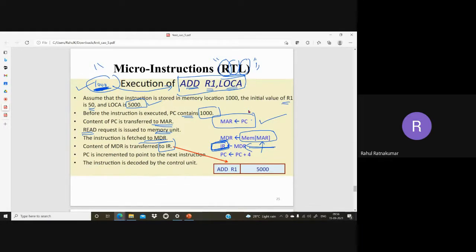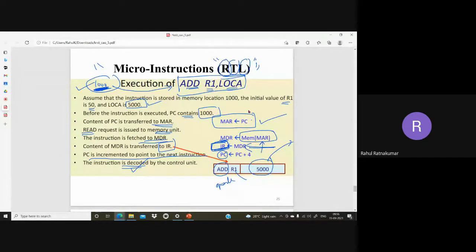But at the same time, the PC should now point to the next instruction. So immediately my PC is incremented to point to the next instruction. At the same time, the present instruction, which is in the IR, is decoded and executed by the control unit. So this is an add operation. The opcode is the add opcode, and the first data is coming from the R1 register. The second data is stored in the 5000 location in the memory.